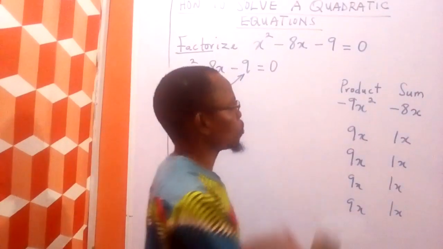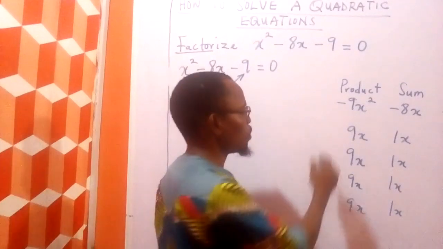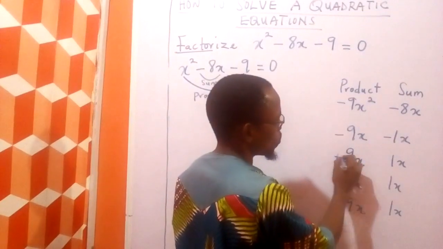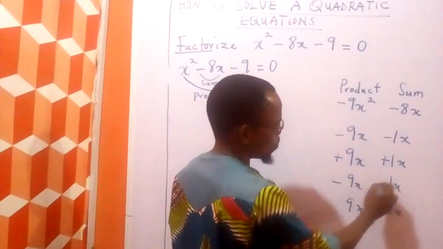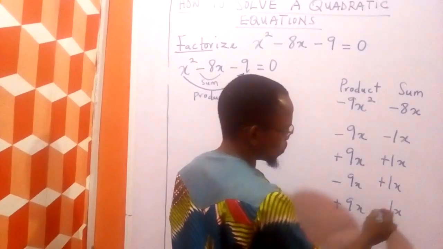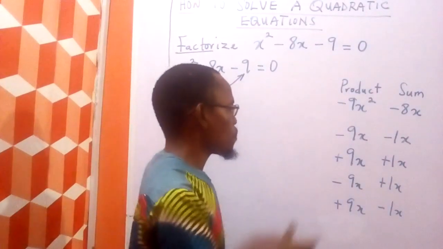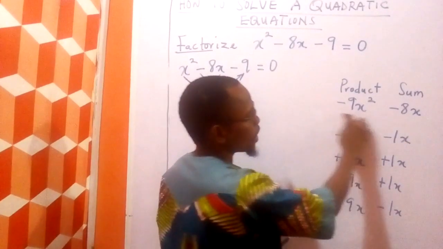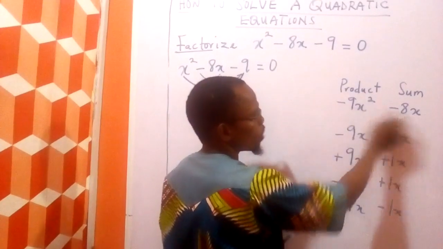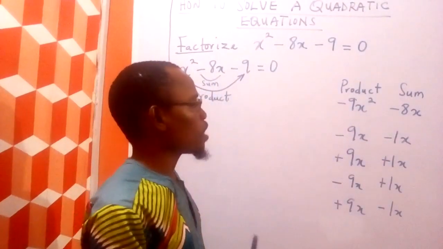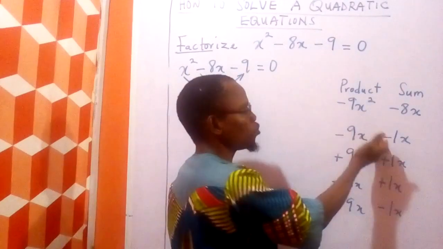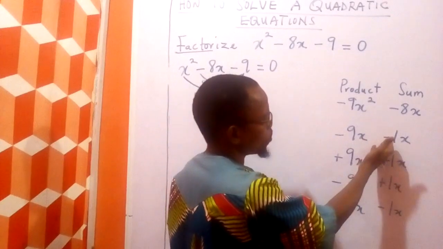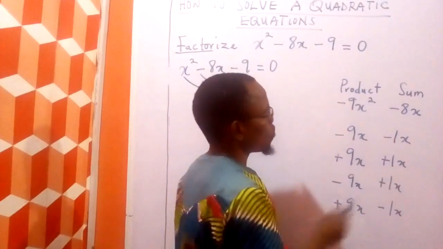Now we need to place the signs in them. This is minus, minus, this is plus, plus, this is minus, plus, and this is plus, minus. So these 4 factors that we have here, we will look at which of them will align with what we have here. Let's take a look at them one after the other. All right, let's do the product of this. Minus times minus gives us plus.